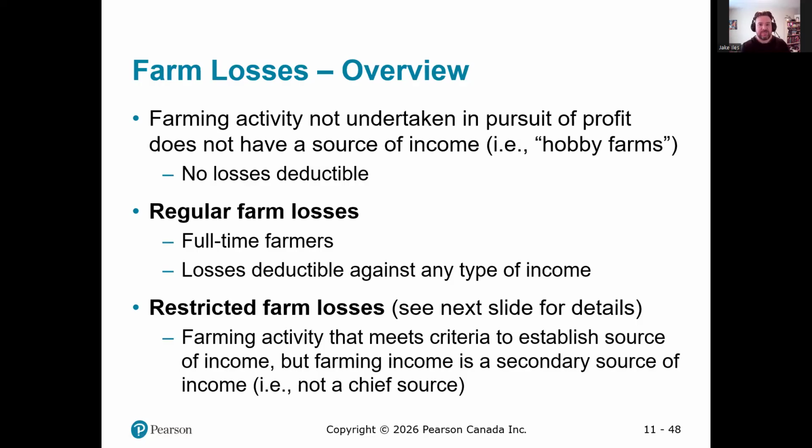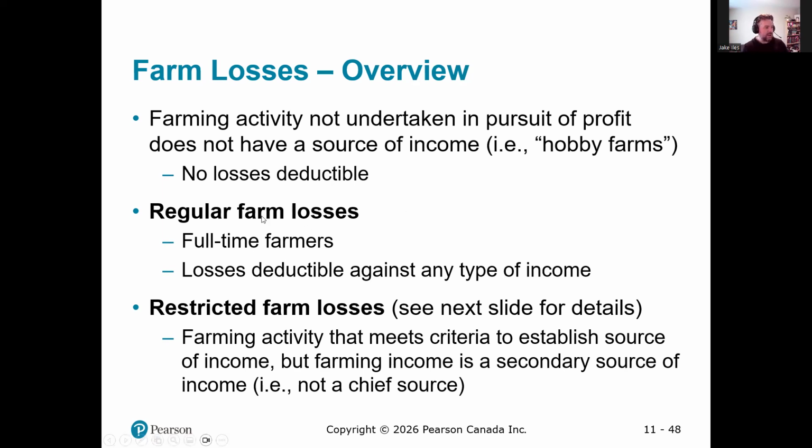I'm just growing things for the fun of it. Me and my family usually eat whatever it is that I grow. So none of the losses can be deductible. Since we're not recognizing any sources of income, we don't get to apply those deductions. So those are our two positions. If the farm is a business, we include all the farm income, but we get to apply any losses from our farming activities. If it's not our business, if it's just a hobby, we don't include the income, but we don't apply the losses. Specifically for farms, there's this middle area regarding part-time farmers.